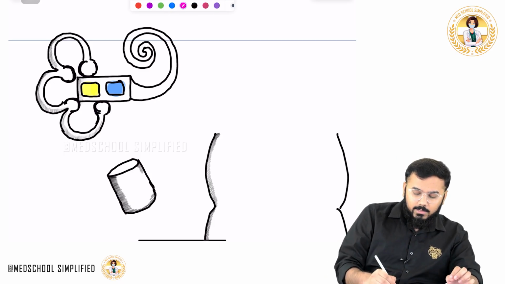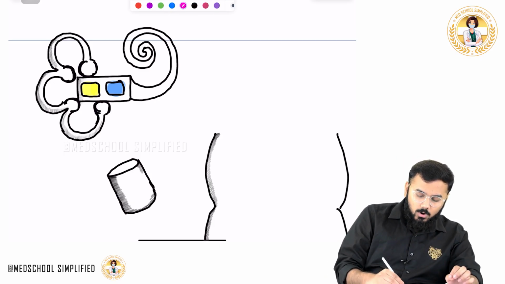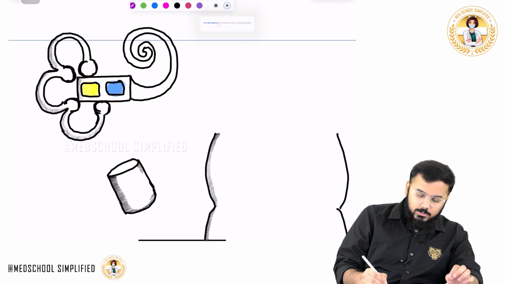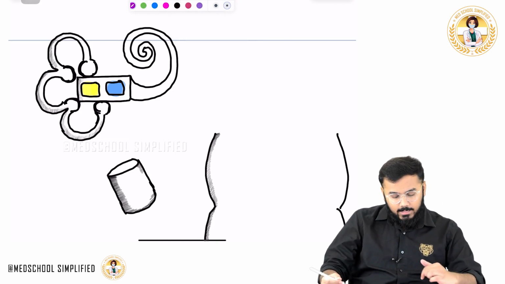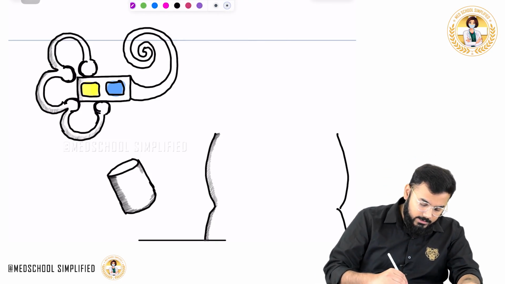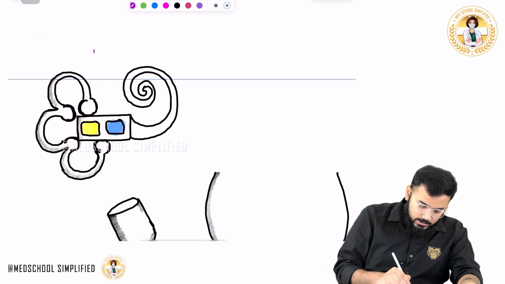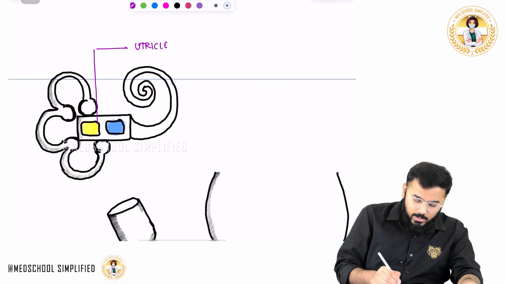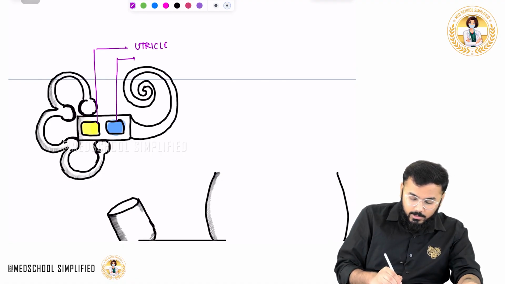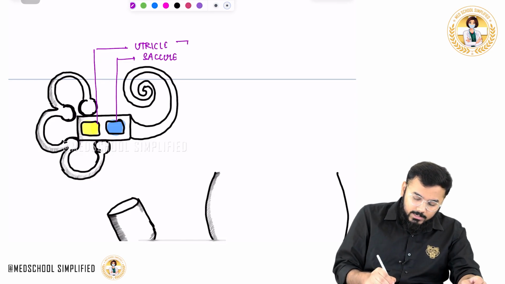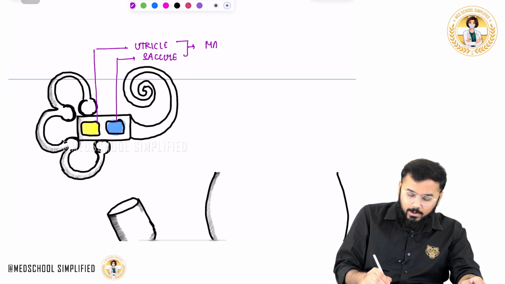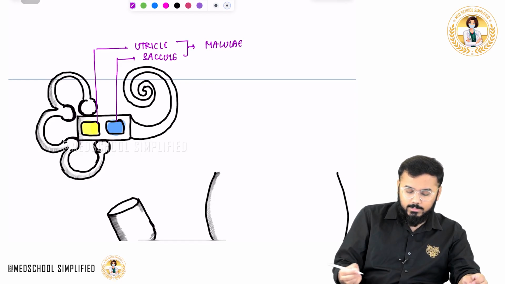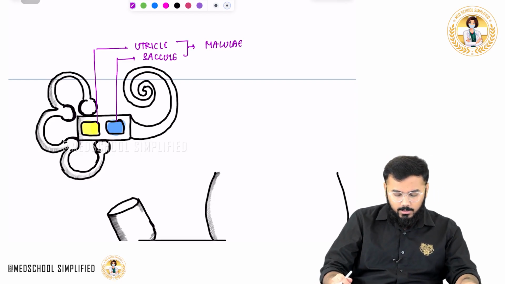What are these two cavities? One cavity is called utricle and the other cavity is called saccule. For example, see here, this particular cavity is called utricle and this particular cavity is called saccule. Utricle and saccule together you call maculae.